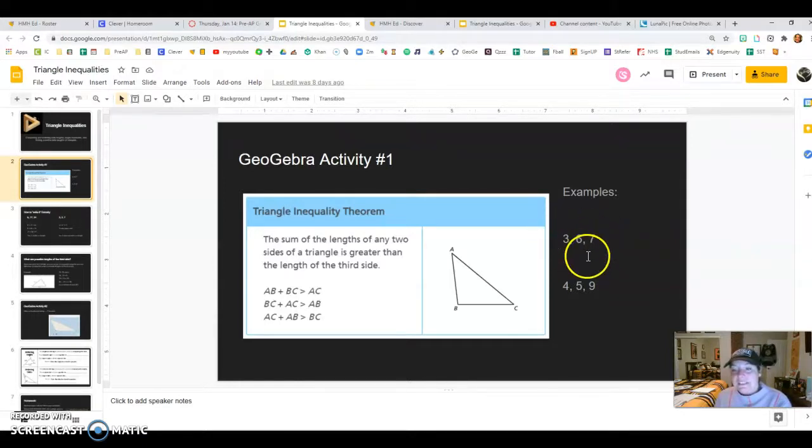So if I look at 3, 6, and 7, 3 plus 6, that's bigger than 7. 3 plus 7 is bigger than 6. And 6 plus 7 is bigger than 3. Okay, so any of the two sides has to be bigger than the third. If I go look at the next problem, notice that 4 plus 5, that's not bigger than 9. It's actually the exact same length, so it's not going to make a triangle. Okay. So how do you write that down?